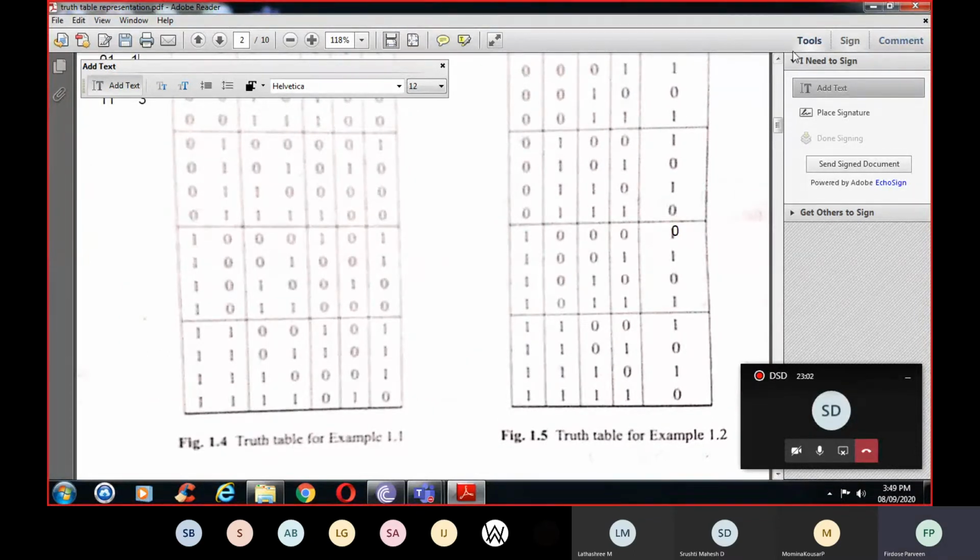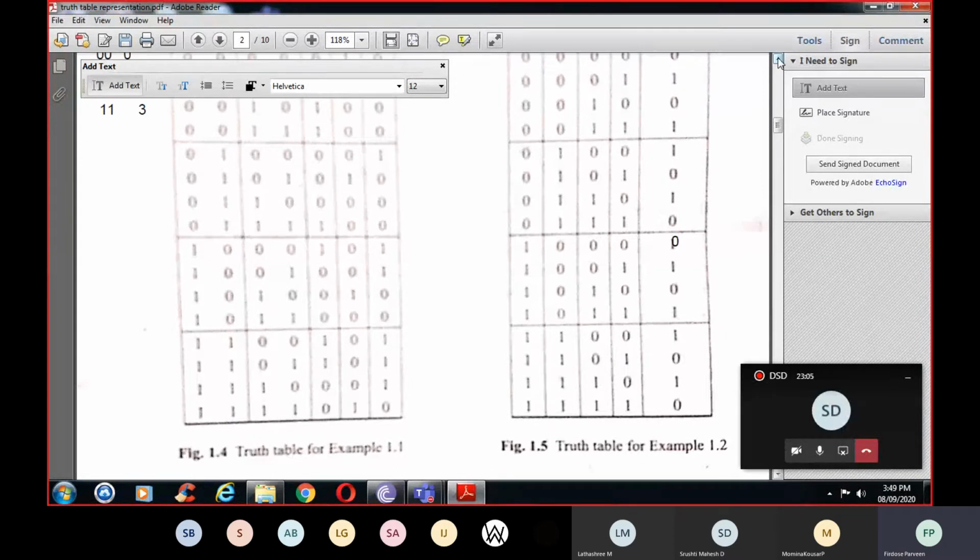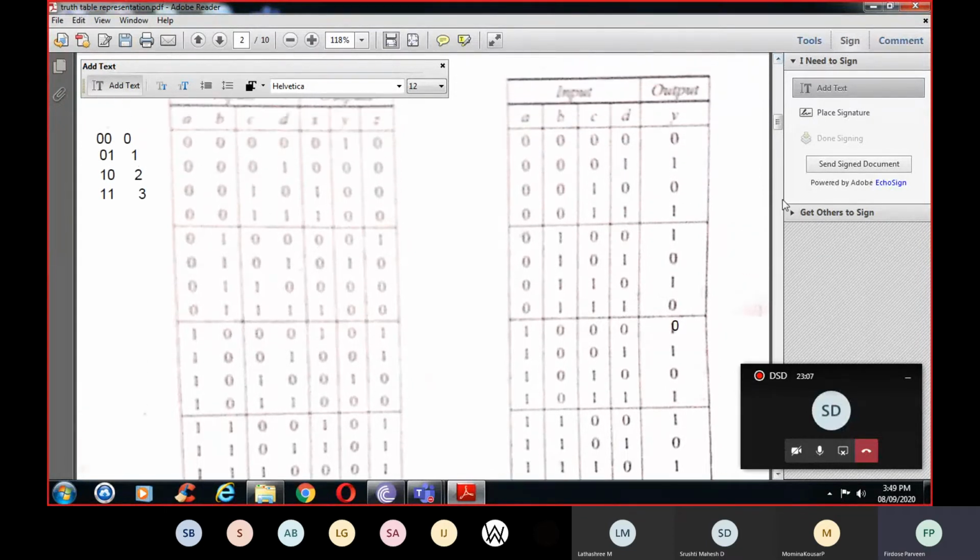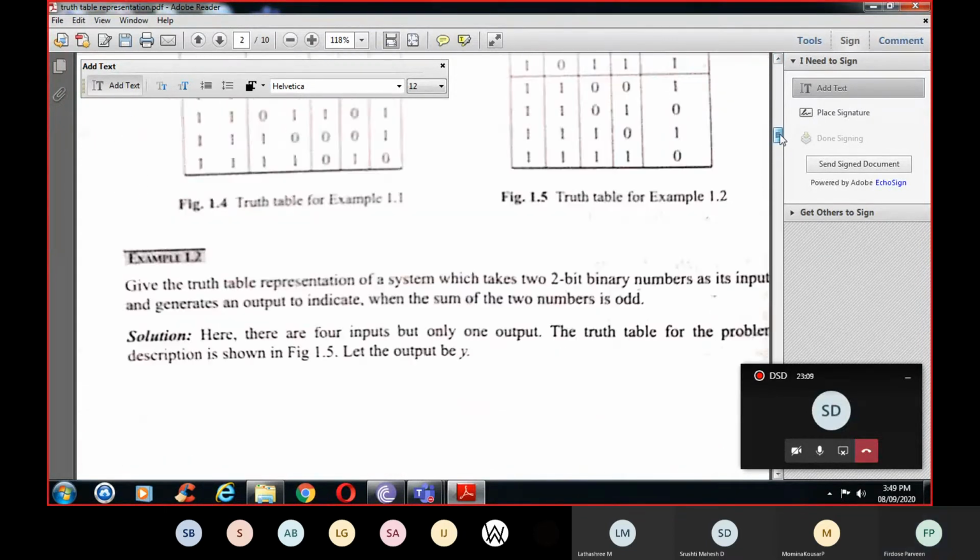So now here we will see what they have told. It is 2-bit numbers. What was the question? Read the question carefully. Give the truth table representation of a system which takes two 2-bit binary numbers. So there are two numbers and each number is 2-bit. So altogether how many inputs you will be having? 4 inputs you will be having. Understood?